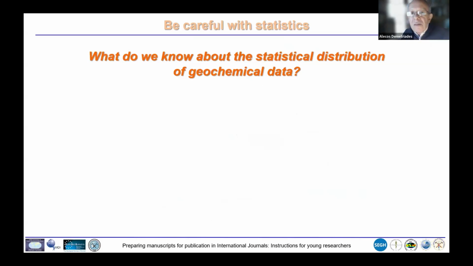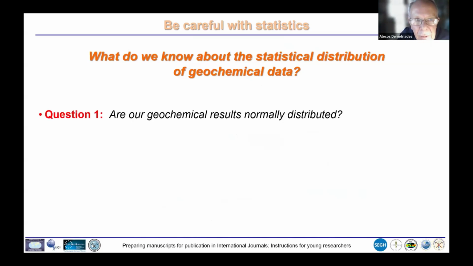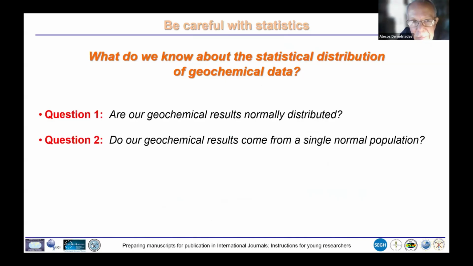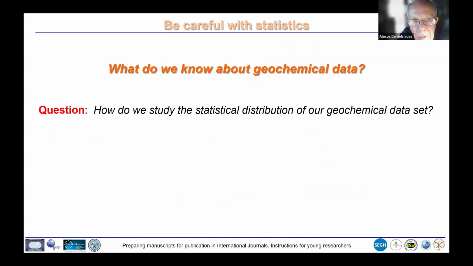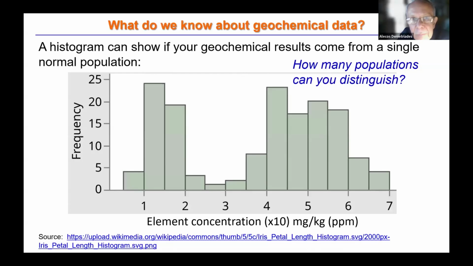What do we know about the statistical distribution of geochemical data? Question 1. Are our geochemical results normally distributed? Do our geochemical results come from a single normal population? How do we study the statistical distribution of our geochemical data set? We plot histograms. Here, I ask you first, how many populations can you distinguish? We can see two distributions at least.